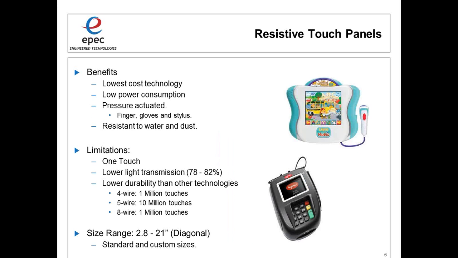Again, the benefits in general with resistive is it's a low-cost technology. It's been around a long time. It's a proven technology, but it's a low-cost technology. Low power consumption. And it also is going to activate using virtually anything. So a finger, a stylus, even a gloved hand, because it's relying on pressure, is going to activate a resistive touch panel. It's resistant to water and dust.